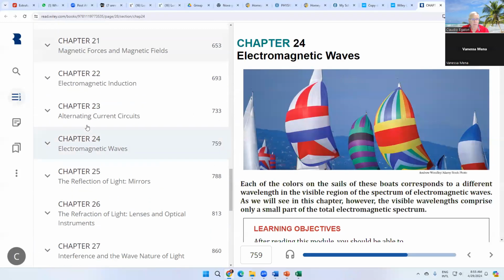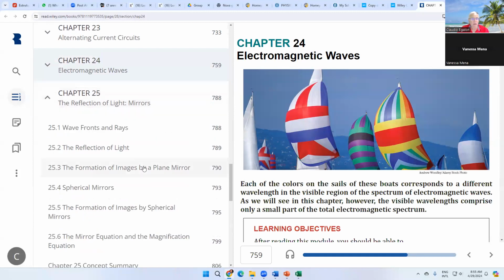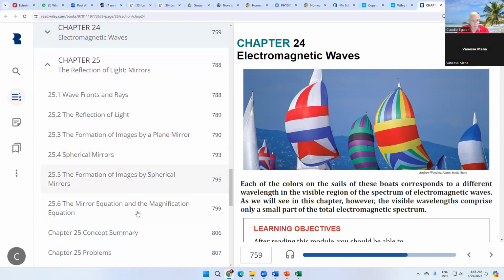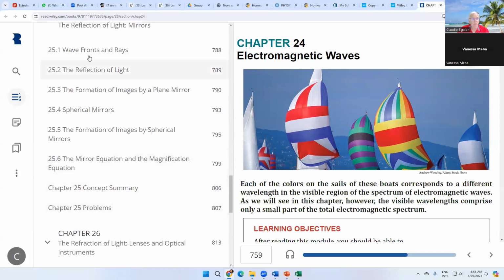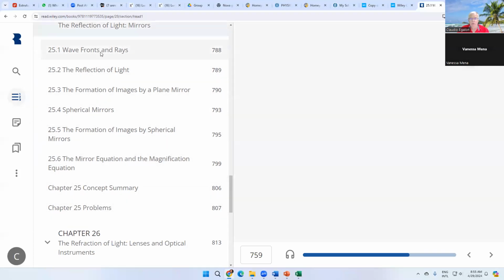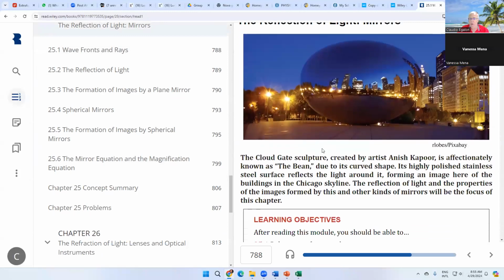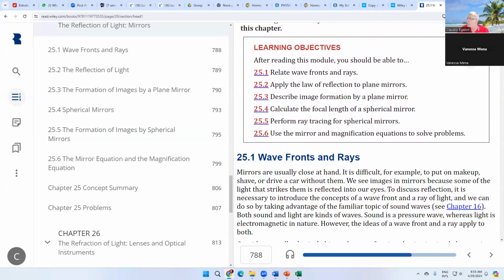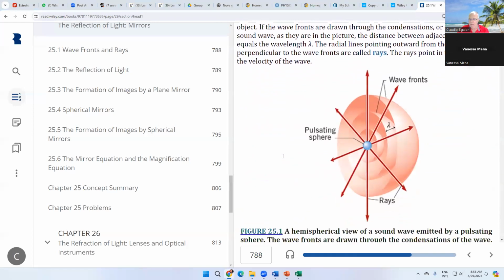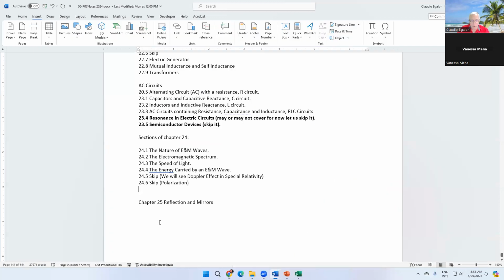Electromagnetic waves, and this is going to be chapter 25 here. Wavefront, reflection of light, formation of image by a plane mirror, spherical mirrors. Okay, and all those sections here, wavefront. We start with this one, right? Okay, so let us see the behavior of light. That's what we want.